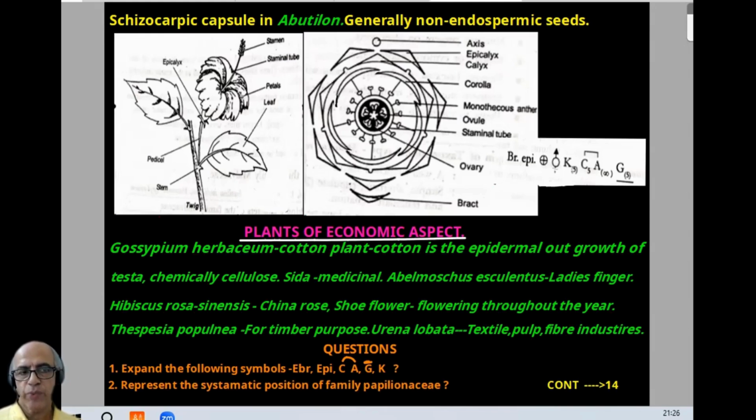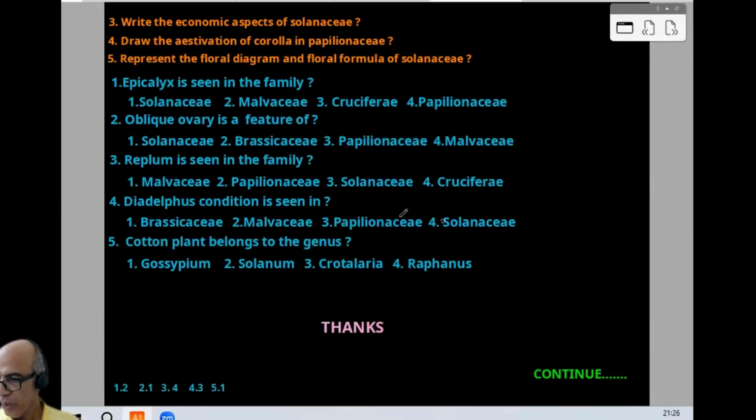Abelmoschus esculentus is lady's finger. Hibiscus rosa-sinensis is called shoe flower or China rose. The peculiarity of this China rose is that it can flower throughout the year, again a rare phenomenon. Then Thespesia populnea for timber purposes. Urena lobata for textile and pulp fiber industries. Now after that, 5 theory questions and 5 NEET model questions with the key.